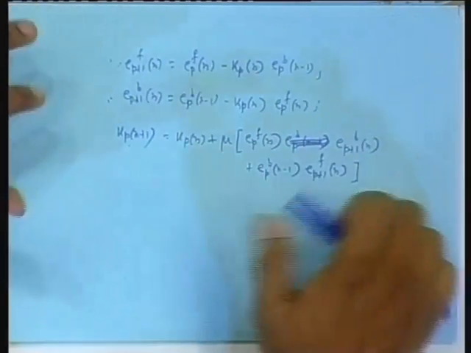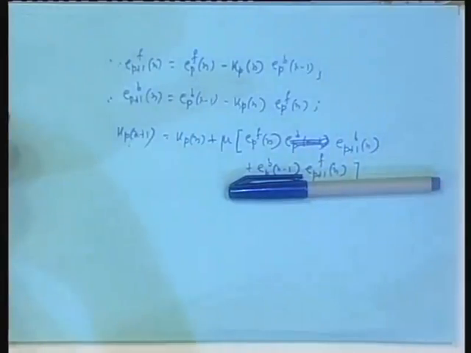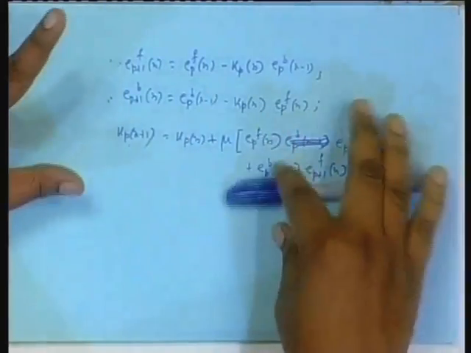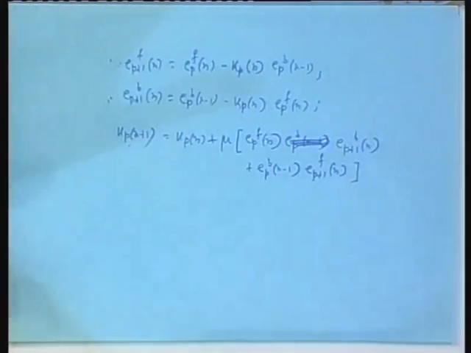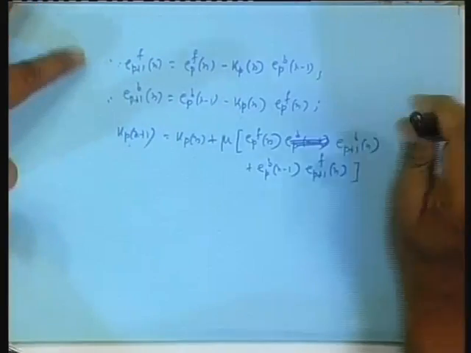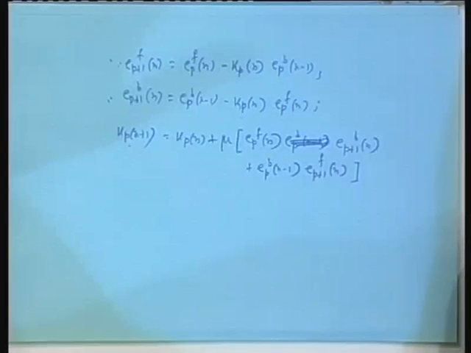This will converge, but usually you have to take mu to be very small. There is some expression for mu and all that, I mean upper bound, that I am not giving here. So, this is gradient adaptive lattice, simple.